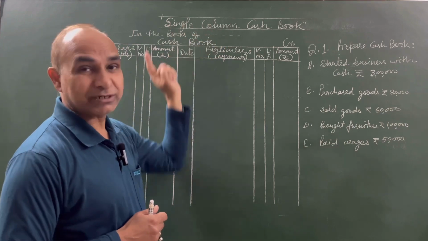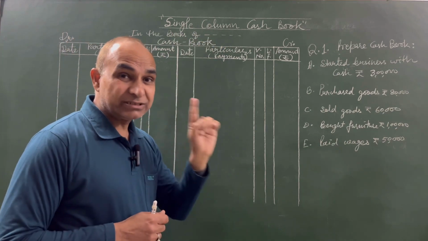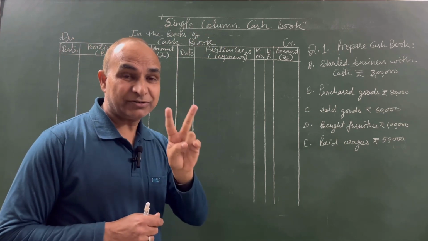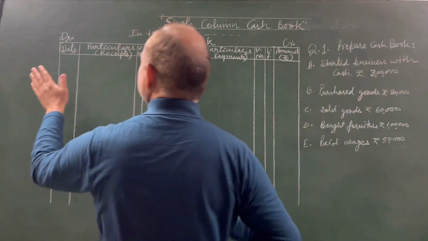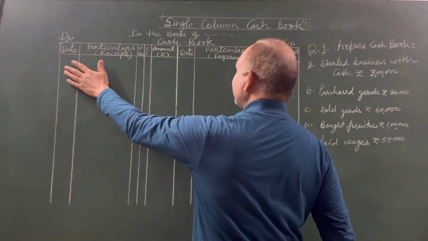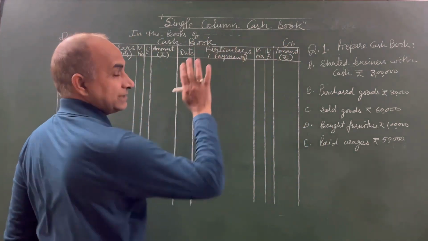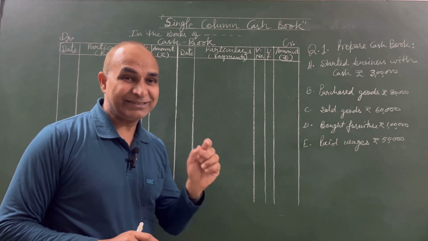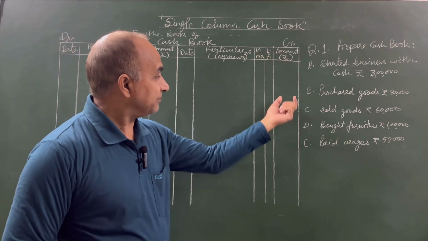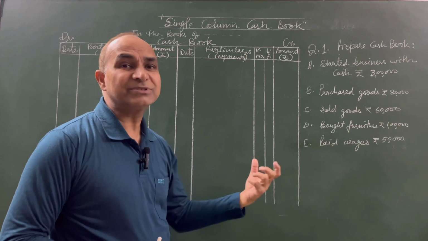Single column means what? There are two sides of the cash book, left hand side and right hand side. The left hand side is the debit side, the right hand side is the credit side. These are the two sides. On each side, there will be a cash column along with other columns as well.